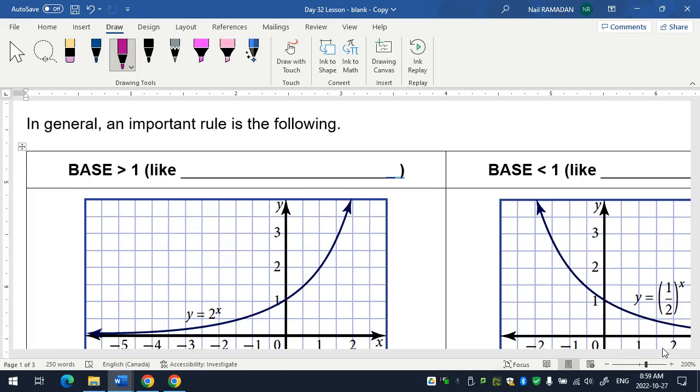Equals 1/2 to the power of x. Which one is bigger than 1, 2 or 1/2? Which one is less than 1? 2 or 1/2? What do you conclude just by what I just said? If your base is bigger than 1, what are you doing? You're going up. If your base is less than 1, but still positive, you're going down. Okay, let's see.